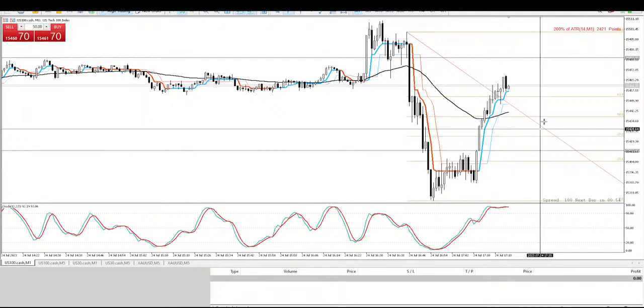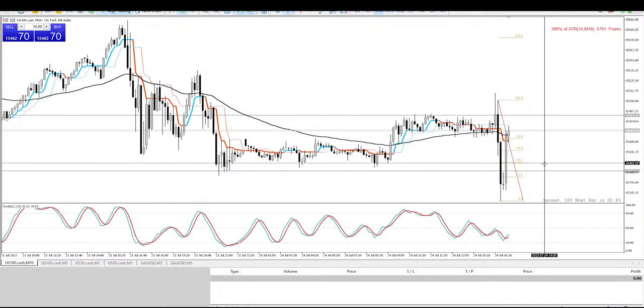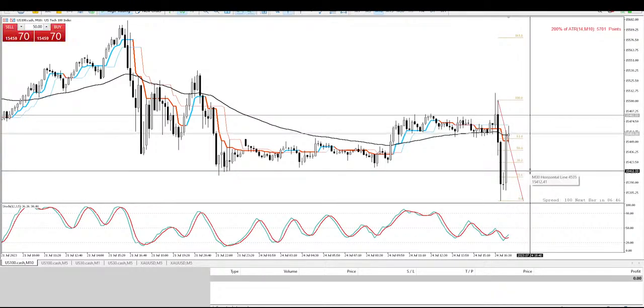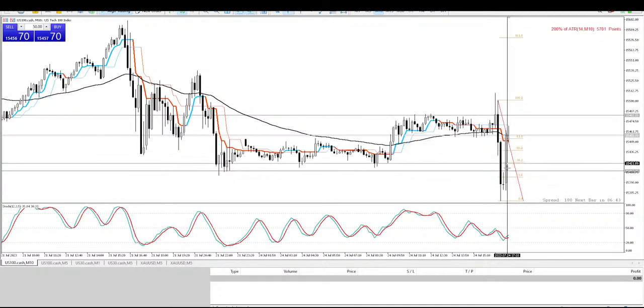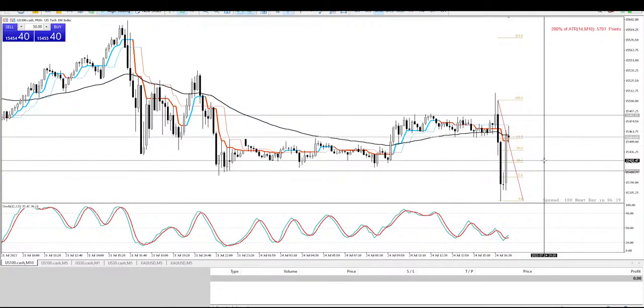I would like price to come back. Let's see. I don't know if it would come all the way back down here, because if it does, then it's kind of reversing this full move. So just a little pullback would be great.